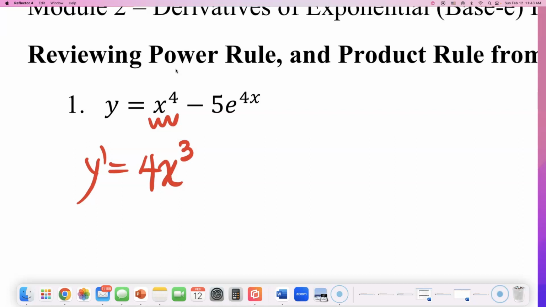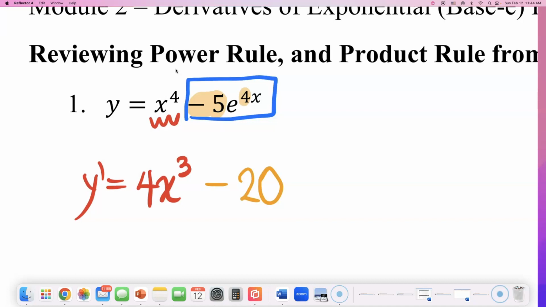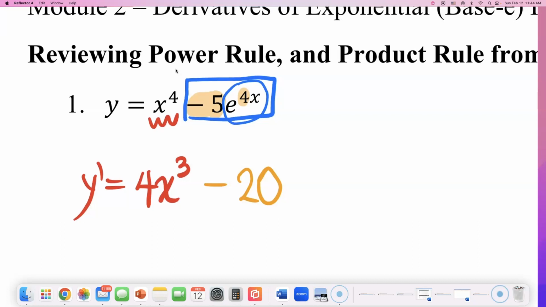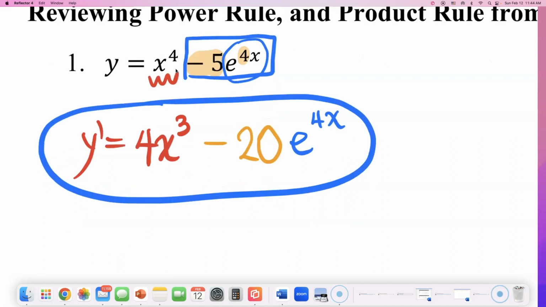But now we have this new type of function that we just talked about how to find the derivatives of. So what's going to happen? I multiply this 4 by, well, -5, right? So you will get -20. But the exponential term, you need to keep it exactly the same, okay? See, the exponential term is e to the 4x power, right? You gotta write exactly the same thing. E to the 4x power. And that's it. Not bad, right?